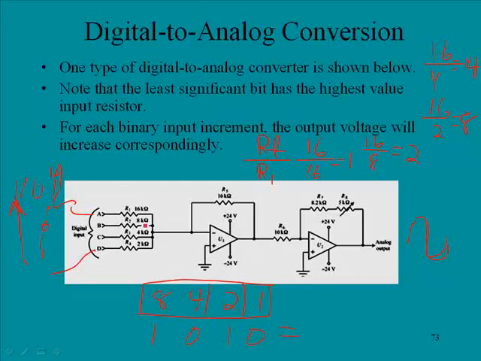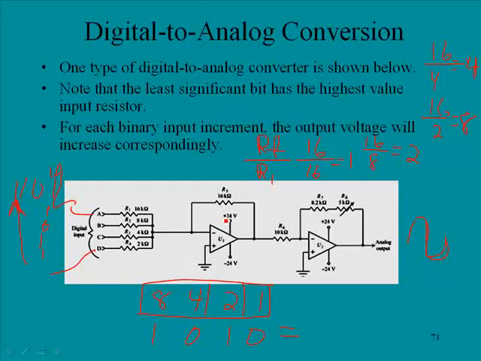And so what we're going to do here is the voltage of the input will cause a current to flow, and that current will flow. Remember, no current flows into the op-amp. It will flow through this, and this will create a voltage proportional to our digital input.